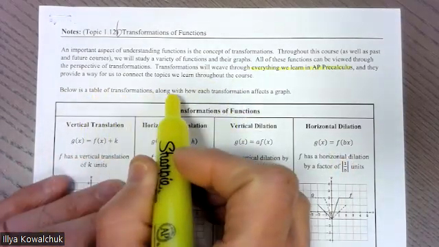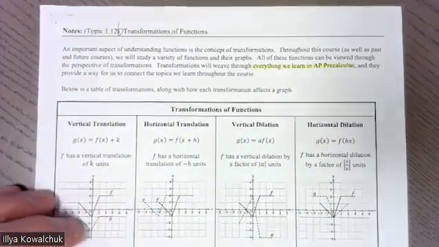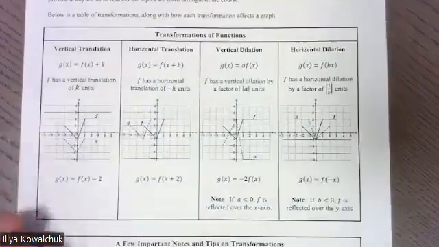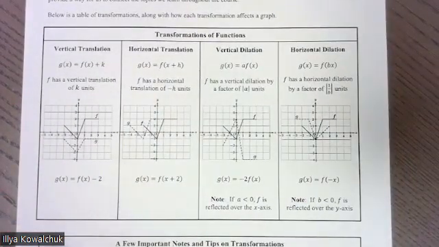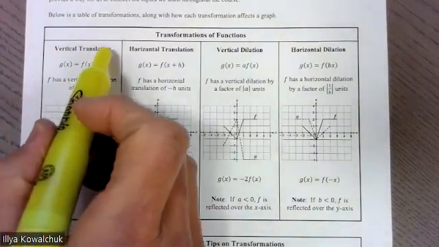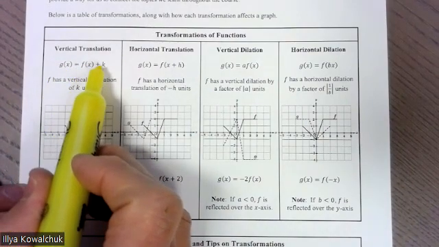So below is a table of transformations, along with how each transformation affects a graph. Now, some of this is going to be a review, which is fine. It's great to learn stuff more than once. So when we look at these, what we've got here is another way to visualize what I showed you on Friday.